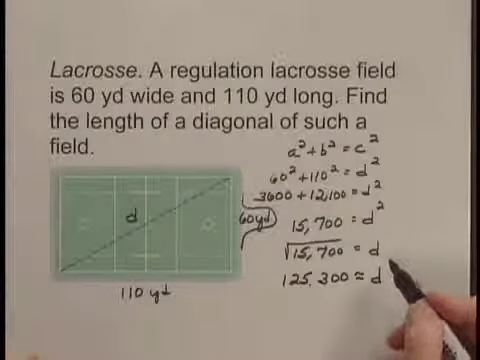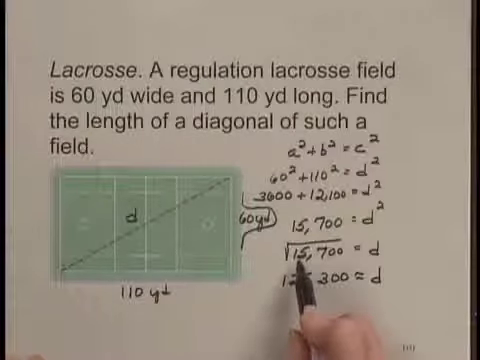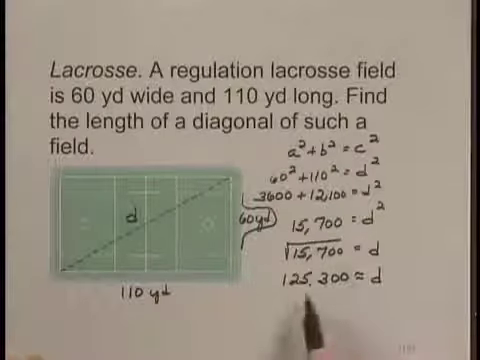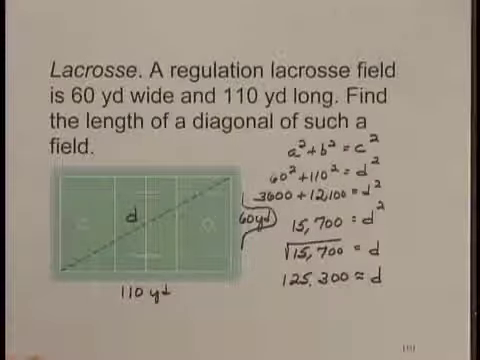So the diagonal of the field is exactly the square root of 15,700 yards, and it's approximately 125.300 yards.